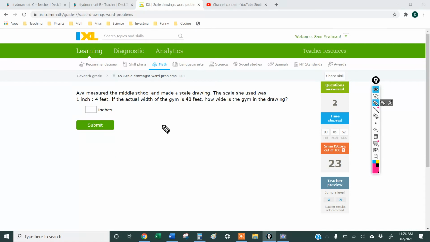I'm just going to set this up as a proportion like I did before. As you saw from the last problem, there are different ways of answering a problem like this, different ways of setting it up. But let's just set it up as a proportion. So if I know that 1 inch corresponds to 4 feet, then how many inches would correspond to 48 feet?